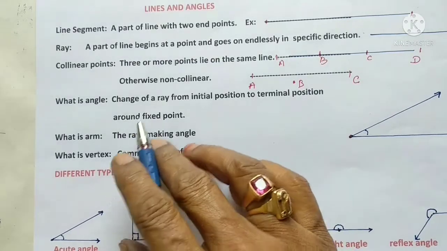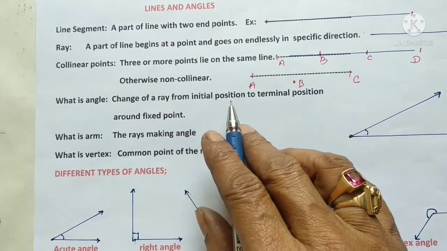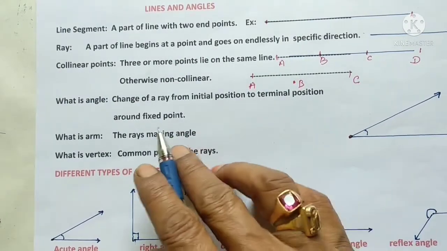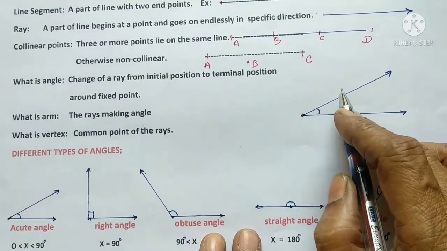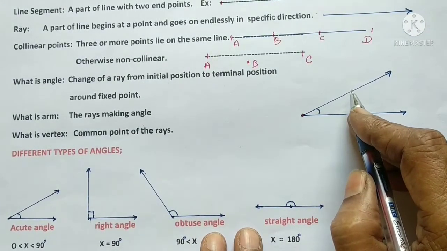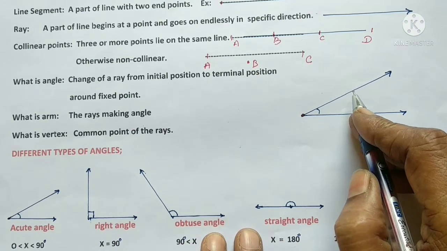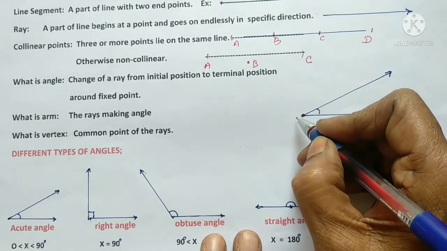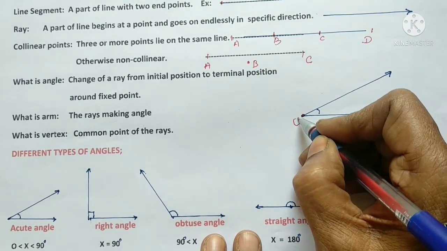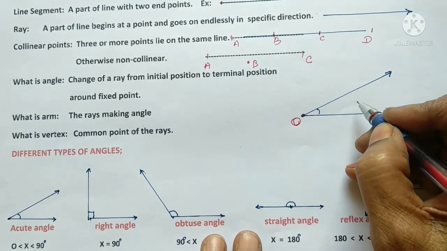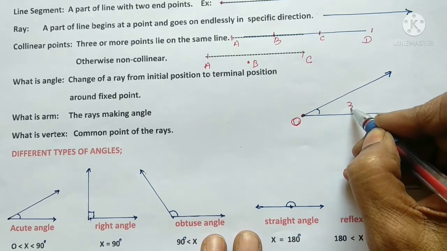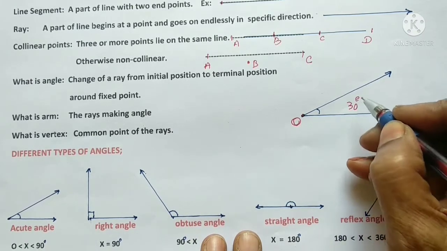So what is the angle? The change of a ray from initial position to terminal position around a fixed point. So this is the original position, and this is the new position of the ray, and this is called the vertex. It is denoted by O, and this angle is measured in degrees. Say approximately, I am writing only the approximate degree, it is 30 degrees.